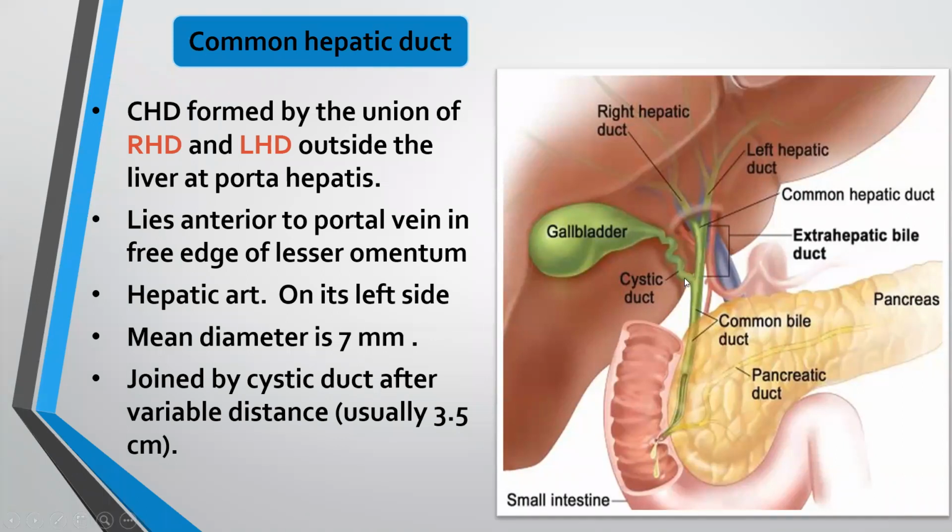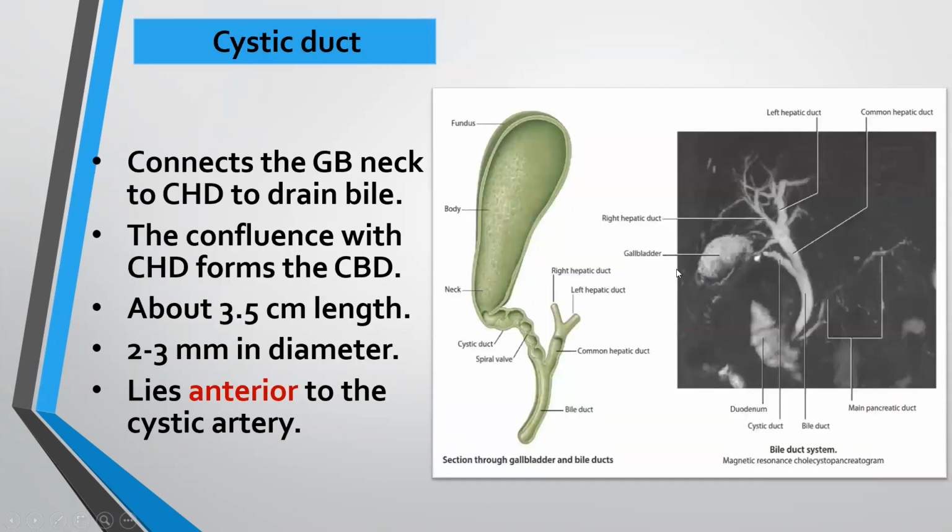It joins the cystic duct after a variable distance, usually 3.5 centimeter. Cystic duct connects the gallbladder to common hepatic duct to drain the bile. The confluence with the common hepatic duct forms the common bile duct. It's about 3.5 centimeter length and 2 to 3 millimeter in diameter and lies anterior to the cystic artery.